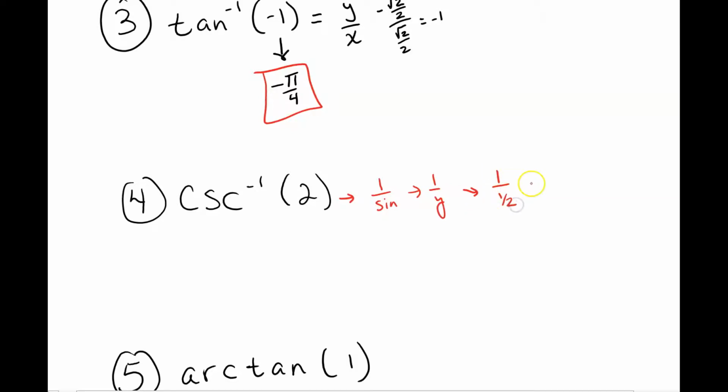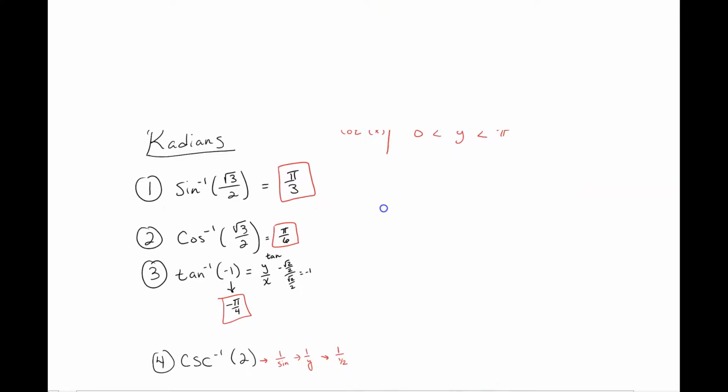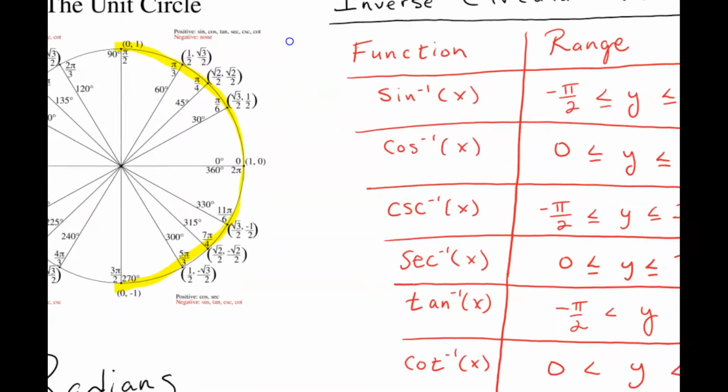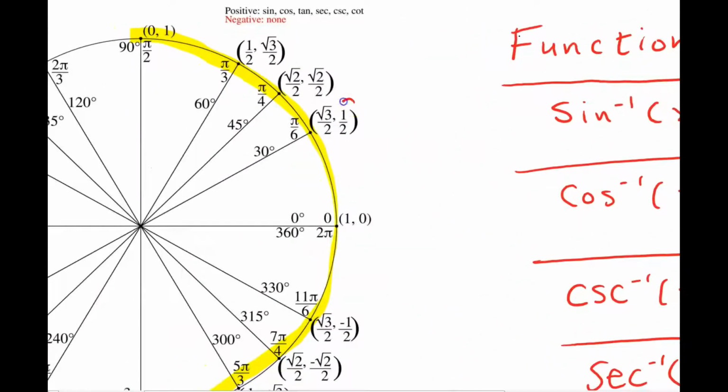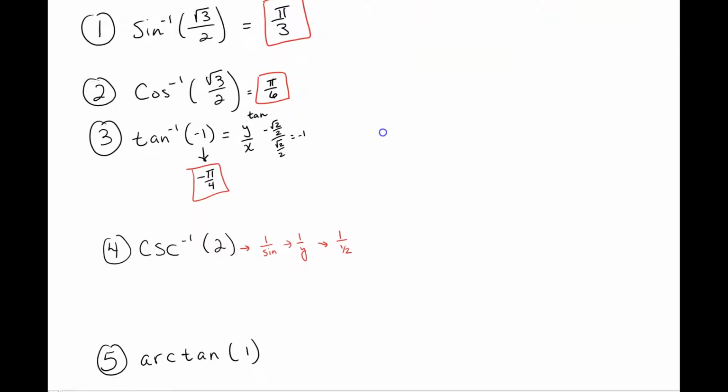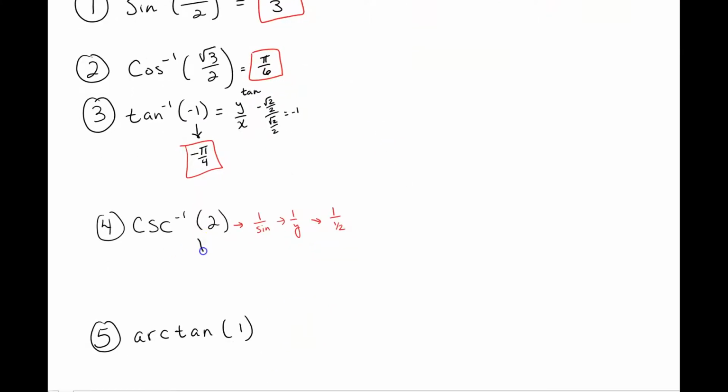So we're going to look at cosecant, and let's take a look at its range for a second. The cosecant is from negative pi over 2 to pi over 2, and we're looking for wherever the y value would be a positive 1/2, and the only place that I see that is right here at pi over 6 or 30 degrees. All right, so we know that the answer there for this one, number 4, has to be pi over 6. And so that's our answer right there.